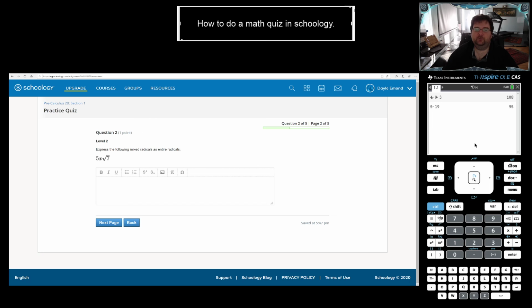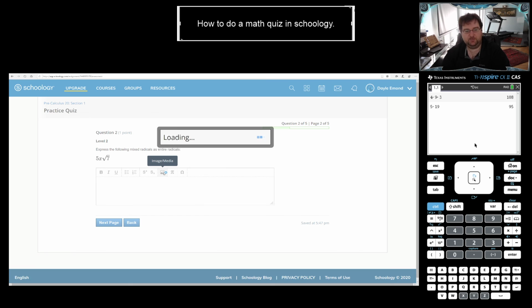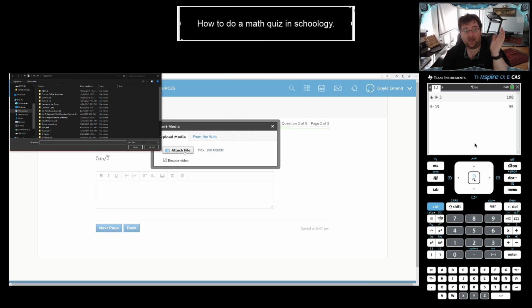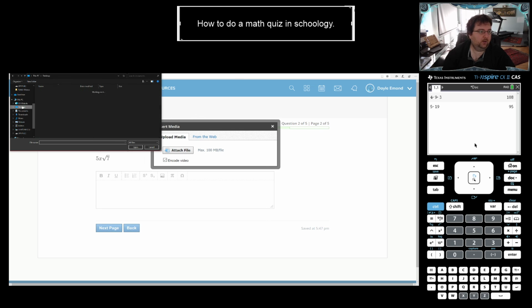Once you figure out where your phone saves your pictures, you know, you have the app on your phone, right? So you could be on Schoology on your phone, and then all you're doing is going through the questions, look at the question, do it by hand. When you're ready to do the answer, you click this image media button on your phone, go attach file, find it, right? So mine's a little easier because it's a computer and it's on my desktop.